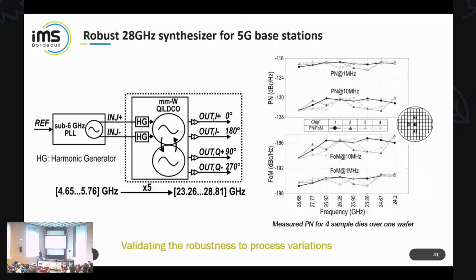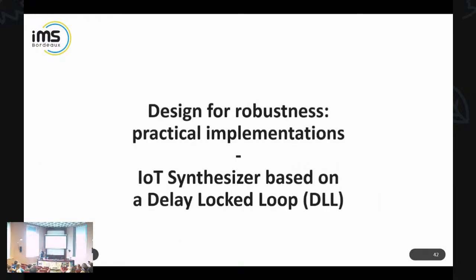And everything has been done looking for a weak optimum, a weak minimum. And you can see that this time we have only four dies. There is very, very small discrepancy in terms of phase noise at 1 megahertz and 10 megahertz. And of course, the figure of merit is also really controlled within a couple of dB, thanks to the approach of looking for a weak minimum. Of course, the weak minimum is not the best solution you have, but you can be sure that all the chips will, at the end of the day, be within your specification, which is better when it comes to mass production.